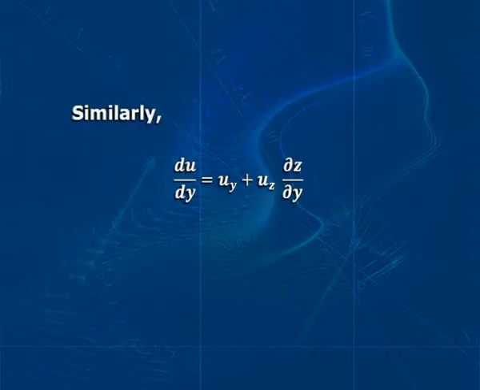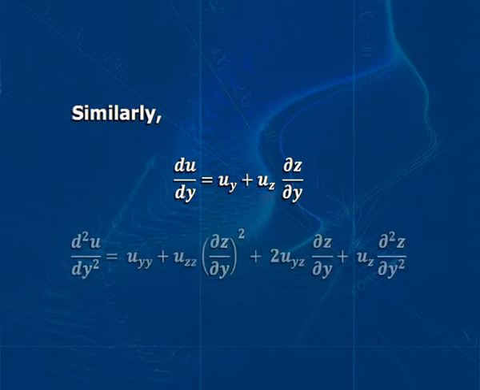Similarly, du by dy is equal to uy plus uz into del z over del y. d square u upon dy square is equal to uyy plus uzz into del z over del y whole square plus 2uyz into del z over del y plus uz into del square z over del y square.